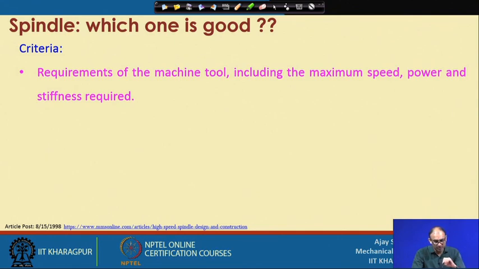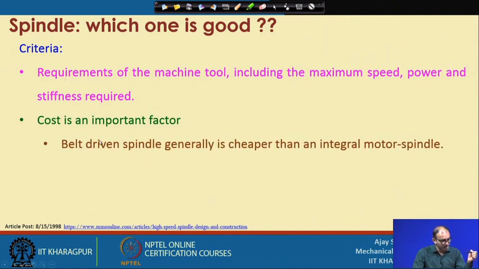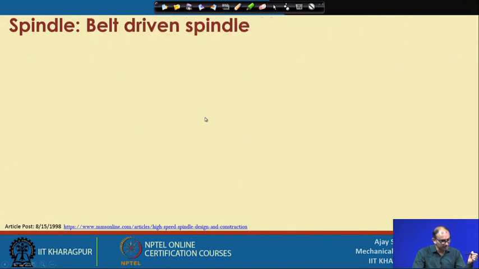Power is also very important, because power will tell you how much aggressive machining you can do. Stiffness is obviously there, because it should not deflect under any type of load, whether machining load or static load. Cost is an important factor, because whatever sophistication you add, everything is a cost. The higher you go with sophisticated or very high power, your cost will increase exponentially, right. Belt driven spindles are generally cheaper than the integrated spindle.